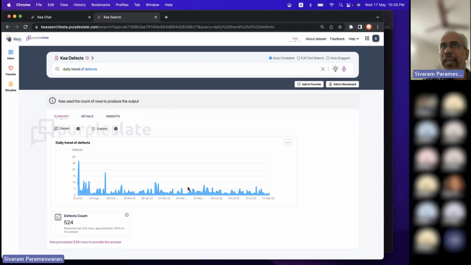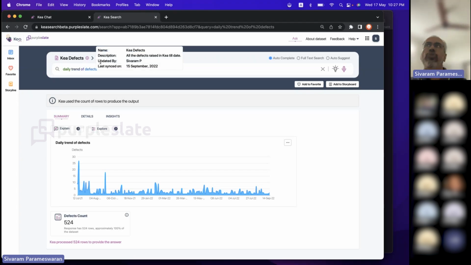As I said, it's not just the database. It can also tap into any APIs, any SaaS application it can listen to, and it can also respond to those data.